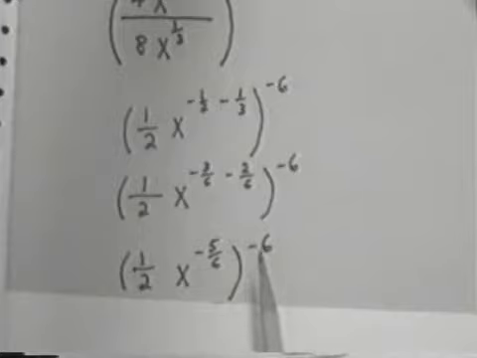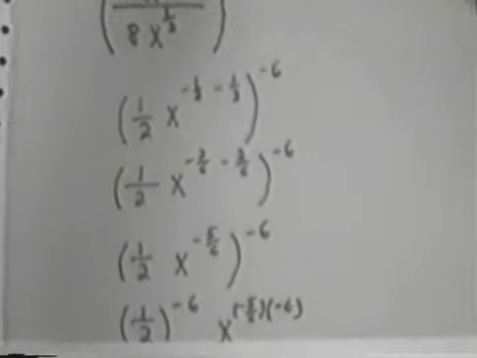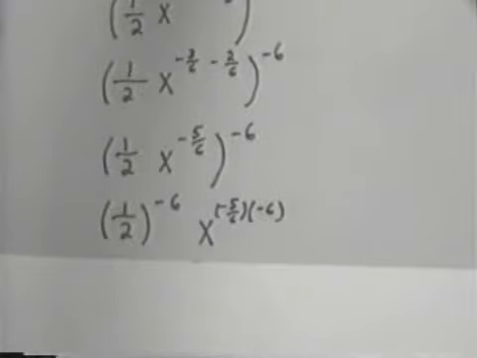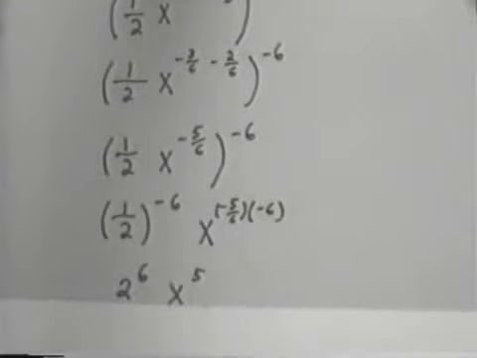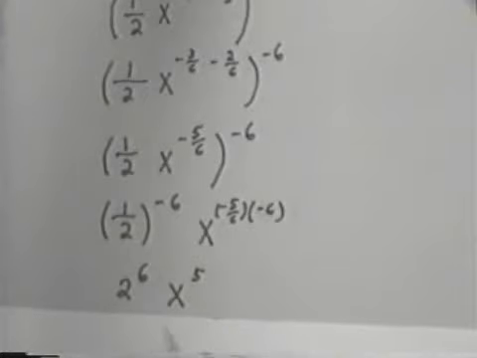So I apply the exponent outside the parentheses to each of the factors inside. So I have 1/2 to the negative 6 times x to the negative 5/6 to the negative 6. A negative exponent tells me to take the reciprocal. So a negative exponent says take the reciprocal of the base. The base is 1/2. The reciprocal of 1/2 is 2. So I have 2 to the 6th.